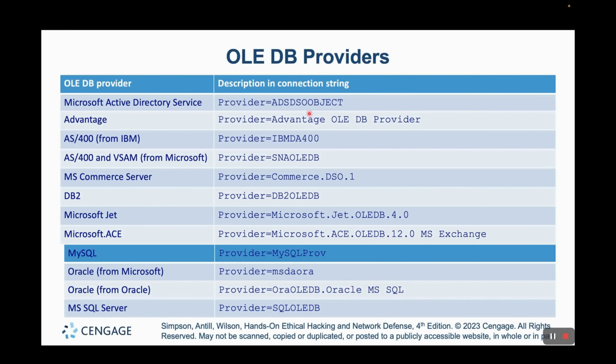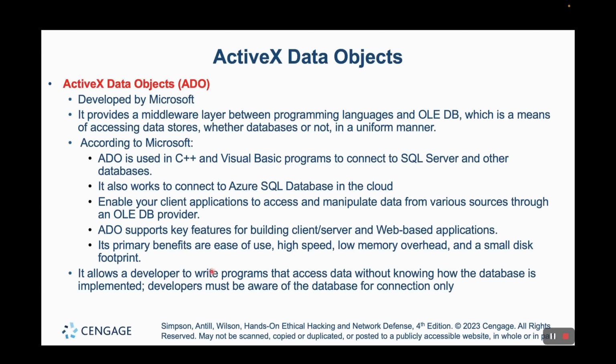Now, these are just different types of providers here. For example, we have the Microsoft Active Directory Service, and this is how the drivers will look. So the providers will look like this, and for example, Microsoft Jet. This is how it looks. MySQL, and so on. Now let's look at ActiveX Data Objects (ADO).